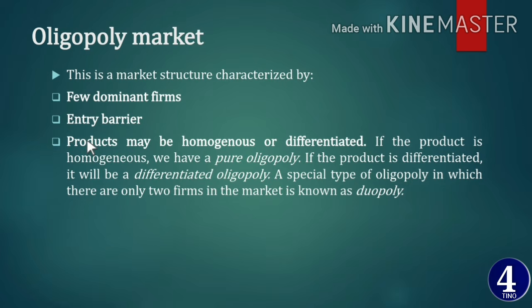So whenever you are asked to differentiate between pure oligopoly and differentiated oligopoly, the main difference is the type of products involved. A special type of oligopoly in which there are only two firms in a market is known as duopoly. So what is duopoly? Duopoly is a kind of oligopoly where the market is dominated by only two, not a few, two firms.